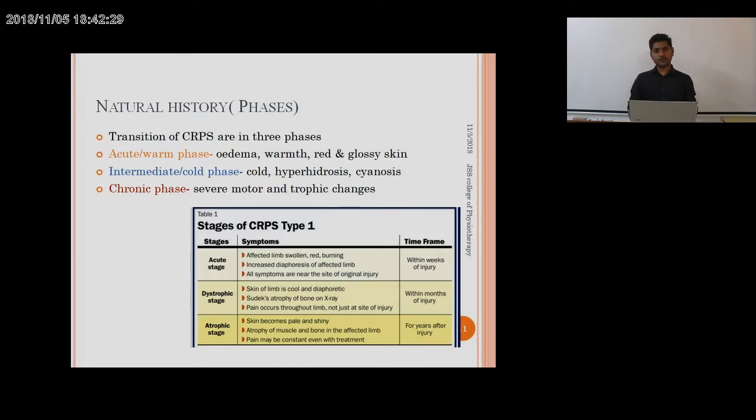In the acute phase, we don't see the inciting event being disproportionate; it is going to be the same. It is going to be localized only to the area of injury. And the time frame for this is within weeks of injury, when we can see these characteristics in a person.